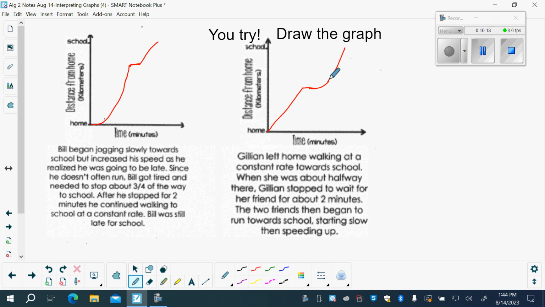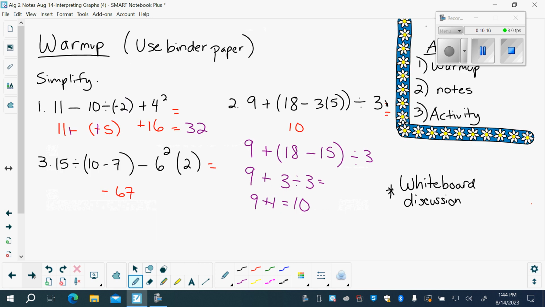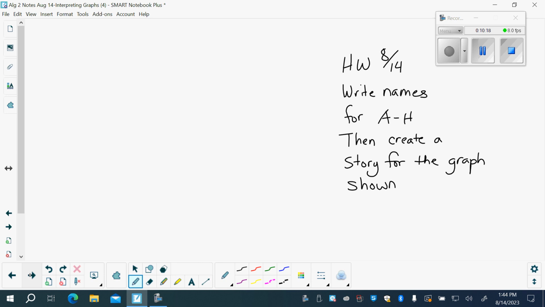So what you're going to do is write the names for A through H. Each name is different on them. So for example, this person's name is Joey. You're going to figure out which graph Joey is going to match, A through H. So say you decided it matches the H. Next to H, you're going to put the word Joey in this person column. Does that make sense? And then I'm going to ask you also to create a story for the graph shown. Okay?